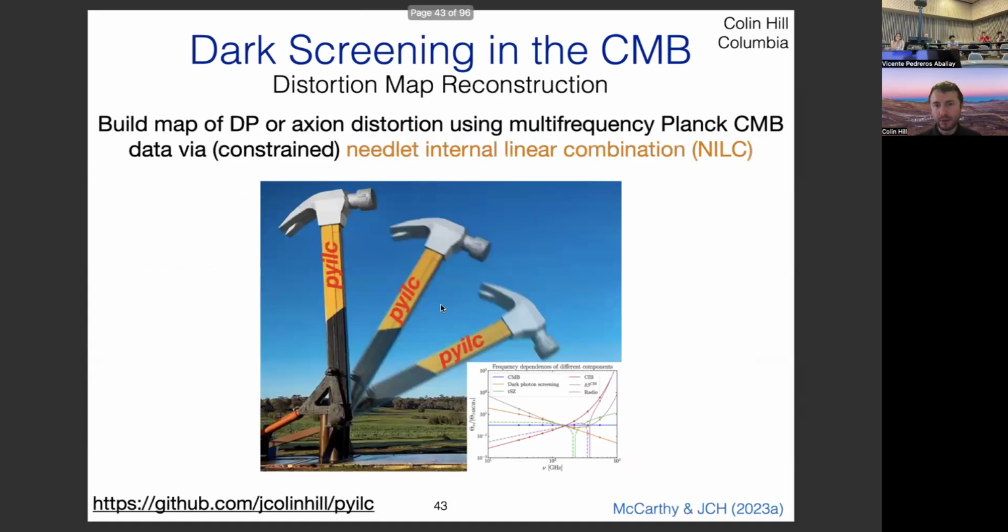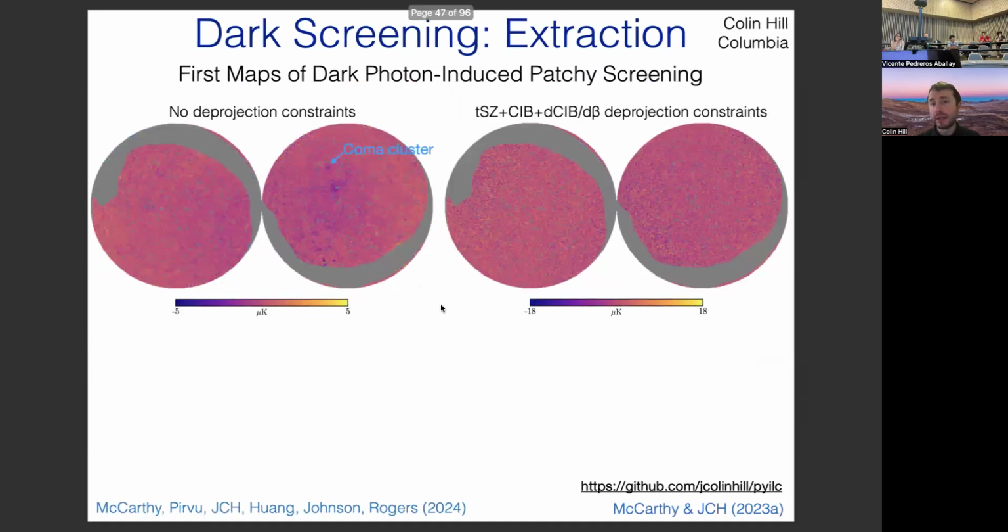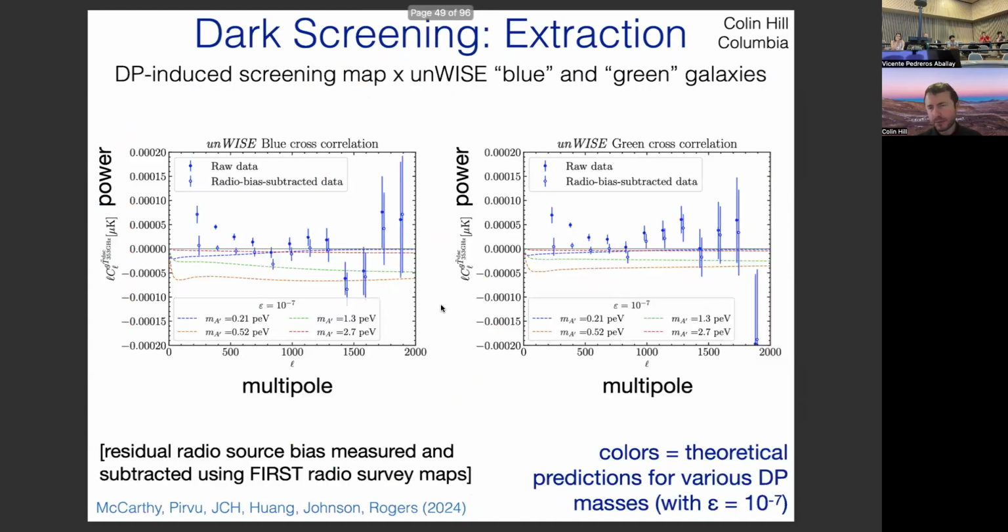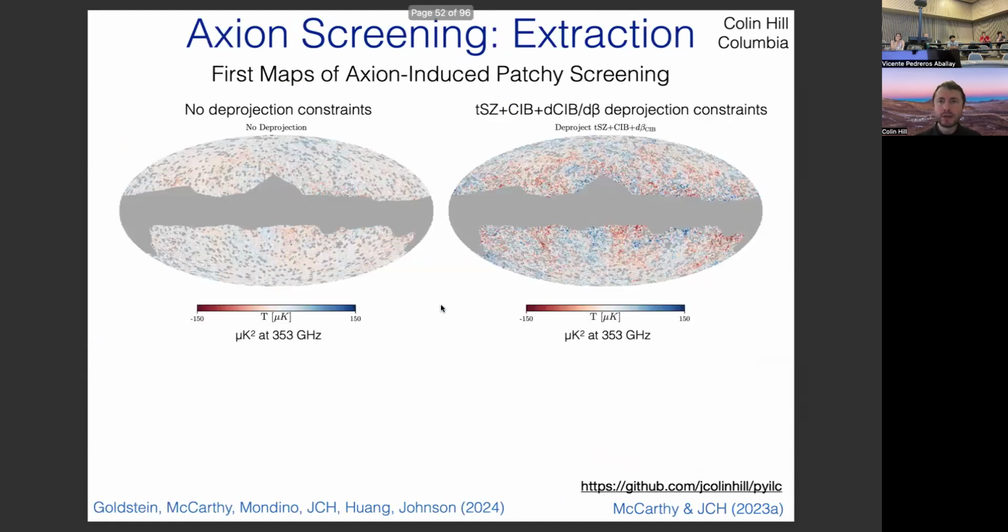Once you make that map, it's going to be noise dominated because this is going to be a tiny signal, or else we would have already seen it. So it's a noise dominated map. And moreover, it's going to be sensitive to other foregrounds that could leak into that map because we only have a limited range of frequency coverage.